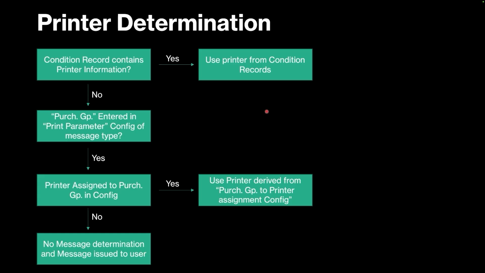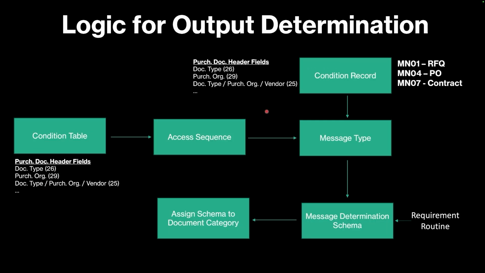So now let's move on to SAP and see everything in action. What we'll do is we'll see this whole configuration in SAP first. We'll create a purchase order and we'll see how this output determination process triggers the corresponding message types in the purchase order. And then we'll create our own configuration. That is, we'll create a custom condition table, access sequence, message types, message determination schema, and then we'll assign that schema to the document category and see how we can trigger our own message types in the purchasing document. So let's move on to SAP now.